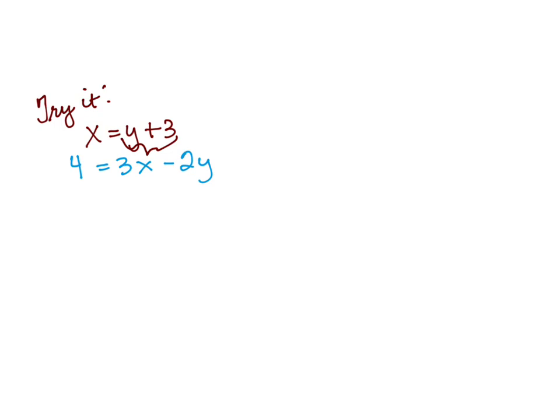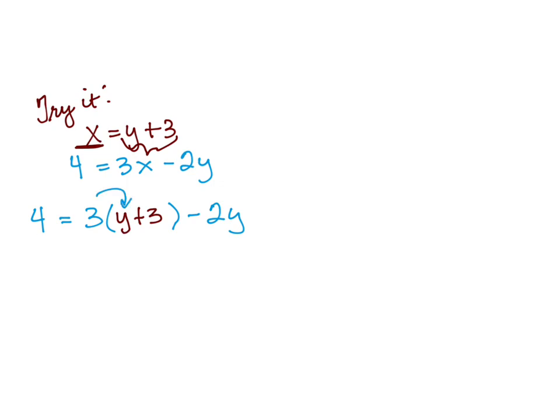It's already ready to substitute because they already isolated the x variable. So into your other equation, you're going to be able to write 4 equals 3 times, and instead of x, what are we putting? Y plus 3. And why do we want that? Why is that best? What can we do now?